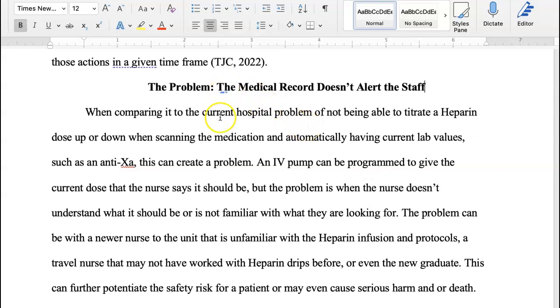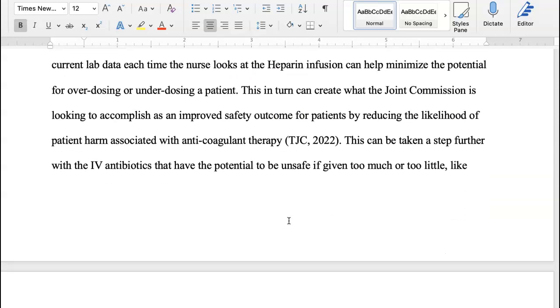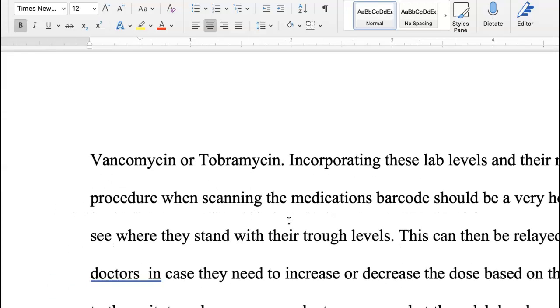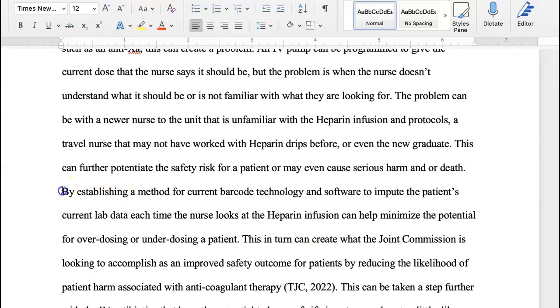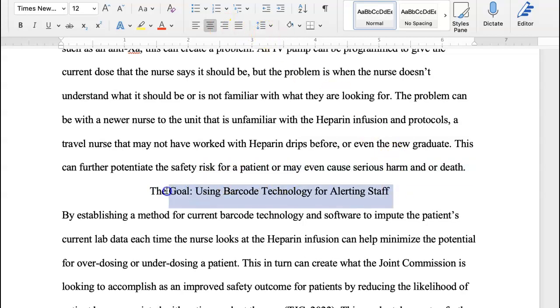Sorry, I didn't even know you could make a paper do that on its own. So what I'm going to put in here is another level 1 heading, and we're going to put the goal or the target, whatever you want it to be, using barcode technology for alerting staff. Again, I'm totally making up words to get my point across to you. So maybe that's what your goal is.